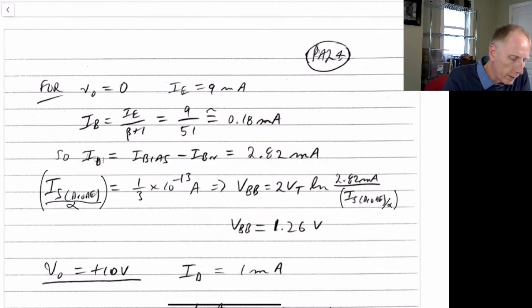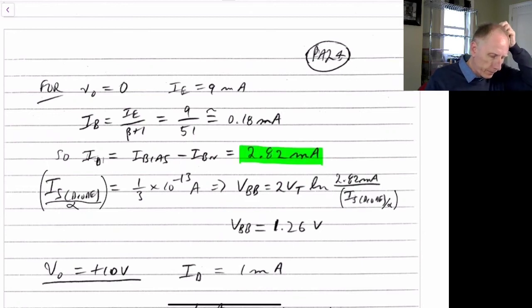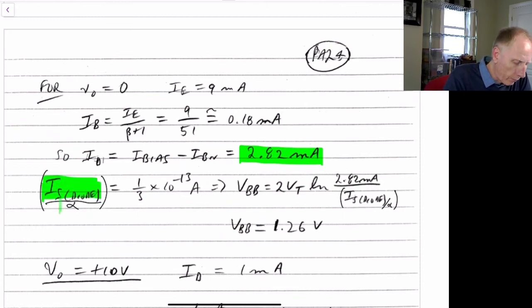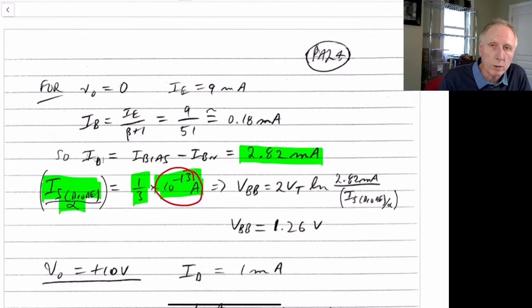Now that we know what the current is through it, we can use our equation that the scale current of the diode over alpha is equal to 1/3 times 10 to the minus 13. This 1/3 comes about because we said that the power transistors have 10 to the minus 13 amps for IS over alpha, so the diodes themselves are 1/3 the size of that. So the IS of the diode is 1/3 of the IS of the power transistors.